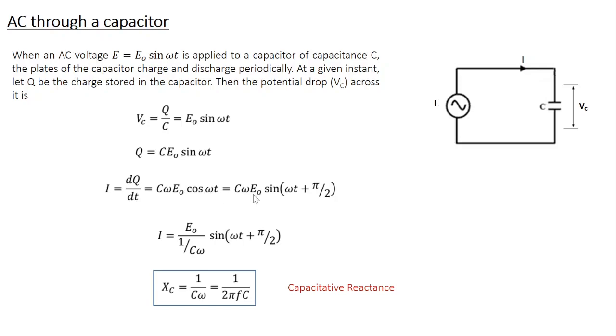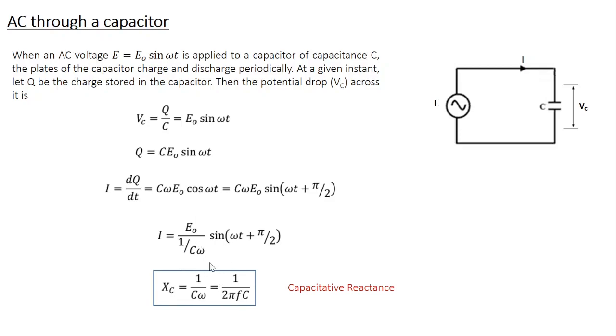Cos omega t I can write as sine omega t plus pi by 2, and this particular constant E0 C omega I can also write as E0 divided by 1 by C omega. Okay. So both are equivalent, right? Now this particular factor 1 by C omega is known as capacitive reactance. So this is the resistance offered by a capacitor to an AC flow. Or in terms of linear frequency f, I can write Xc equal to 1 by 2 pi fc.